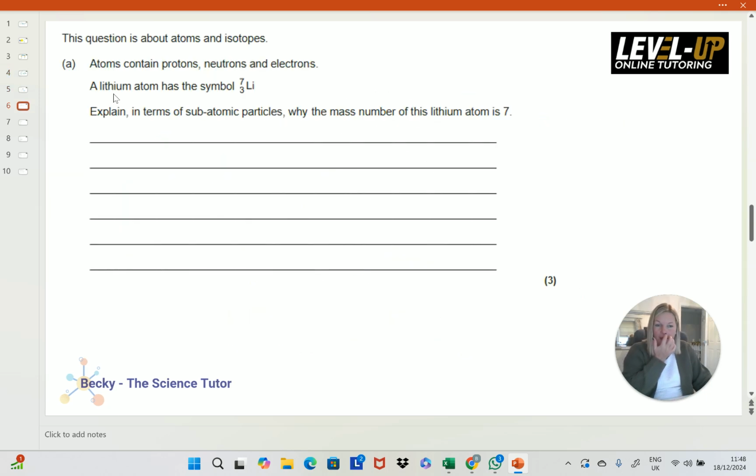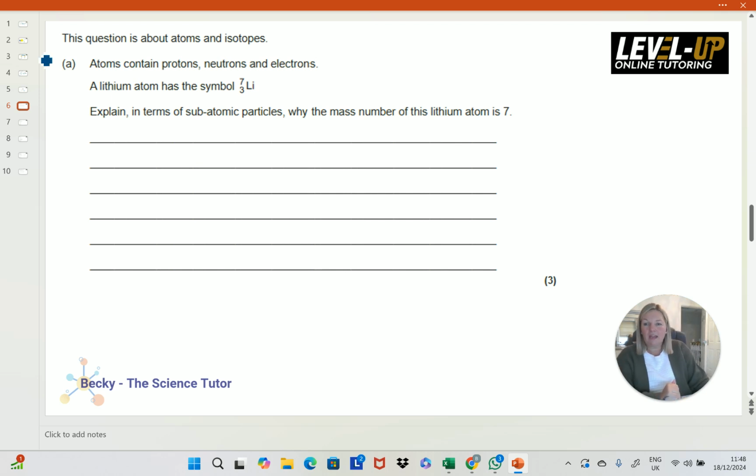Okay, a higher level question around atomic structure is something like this. So the question is about atoms and isotopes. The question leads on to isotopes later, but as I said, what we've got here is the leading question that is testing your knowledge of atomic structure first.